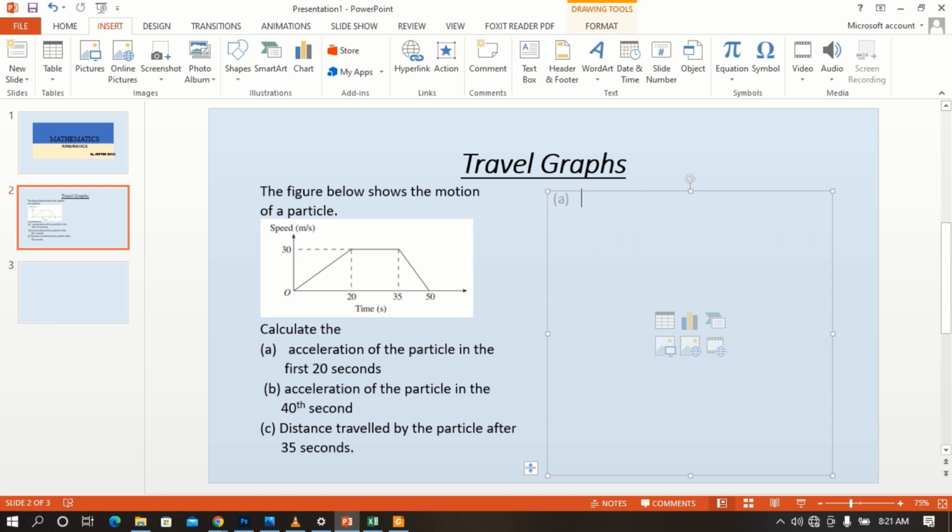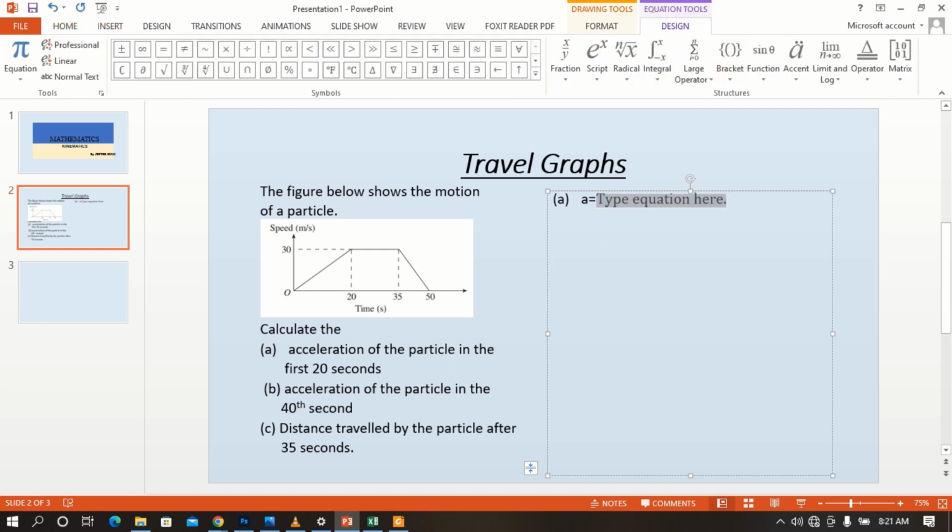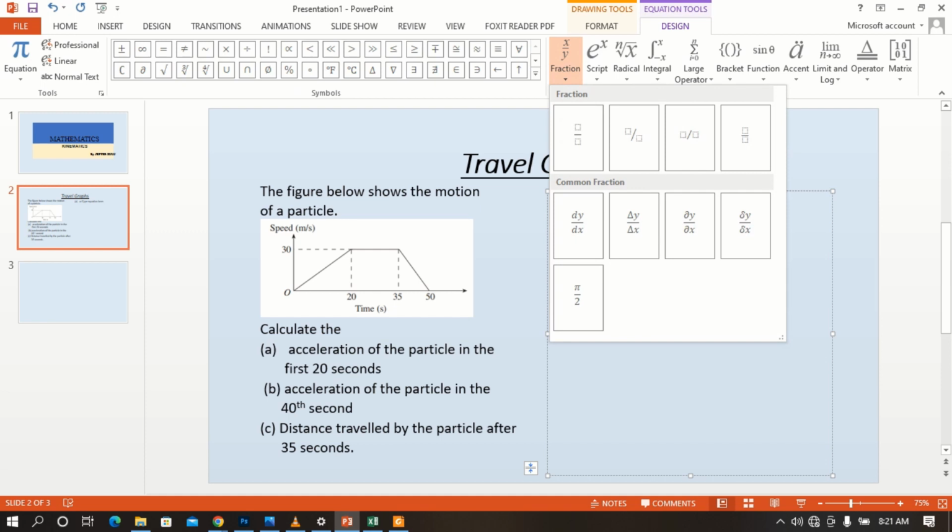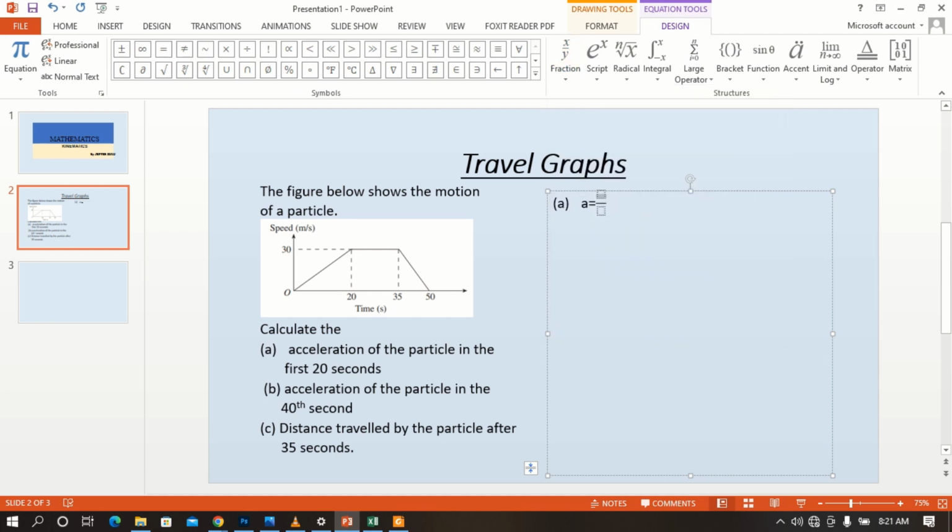To calculate the acceleration, we are told it is the rate of change of speed with time. So acceleration equals the change in speed, which I'm going to represent with delta v, that is the final speed v minus the initial speed u, divided by time. This is the formula we use to calculate the acceleration.